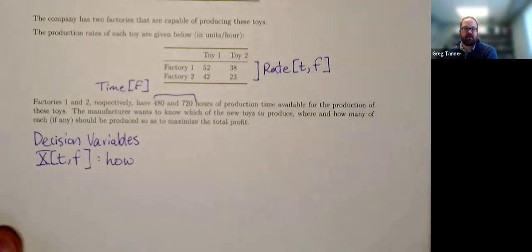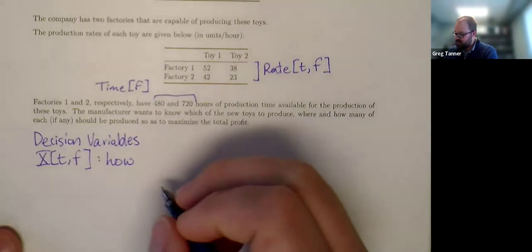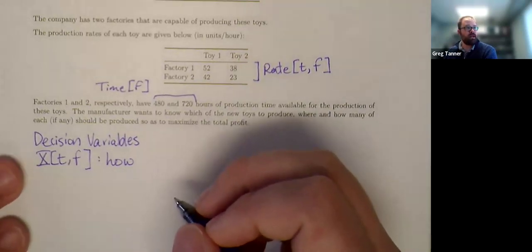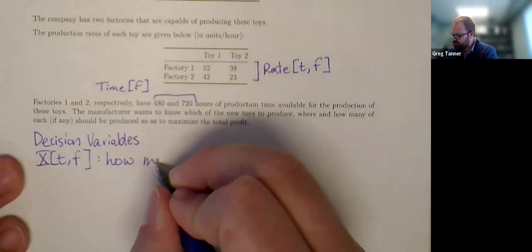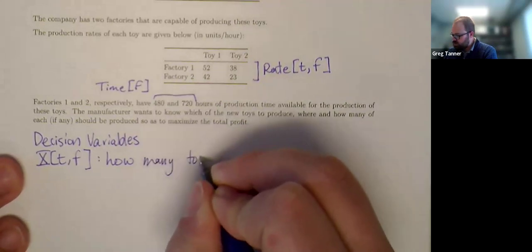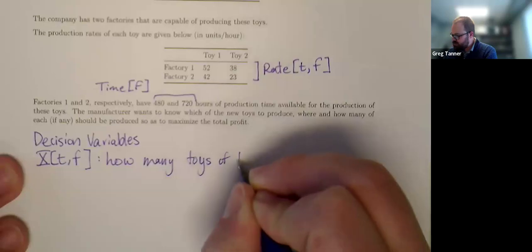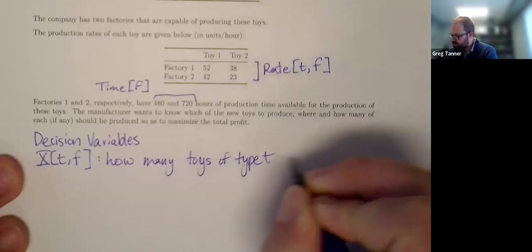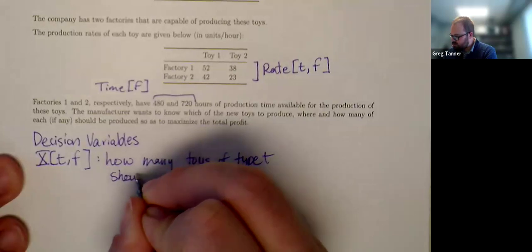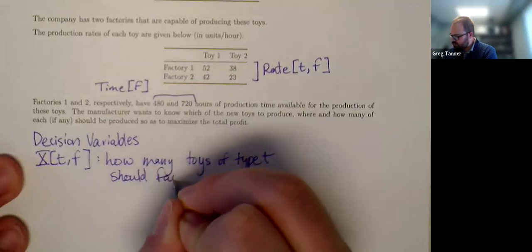A rule of thumb is to try your variables as continuous, even if you think they should be integer, and see if it will solve. Continuous variables are much more efficient in the problem, and only switch to integer variables if you have to. So there's our XTF, and it's how many toys of type T should factory F produce.